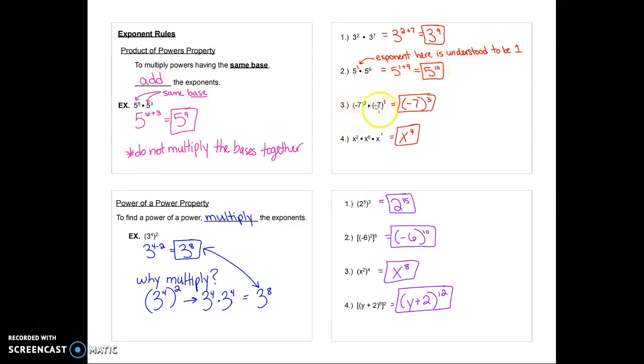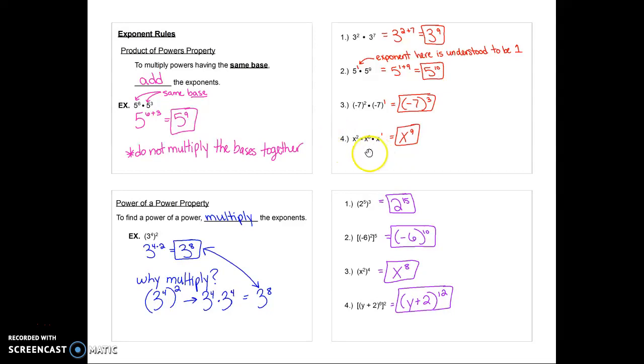Negative 7 to the 2nd power times negative 7 to the 1st power. Again, my bases are the same. They're both a negative 7, so that means I can multiply these together. Negative 7 stays my base, and I add my exponents. This is a 2. This is understood to be a 1 because there was no exponent there, so it's negative 7 to the 3rd power. What's important is that because these had parentheses around them first, you have to make sure your answer matches. This base is the negative 7 with the parentheses, so it has to stay that way in your answer.